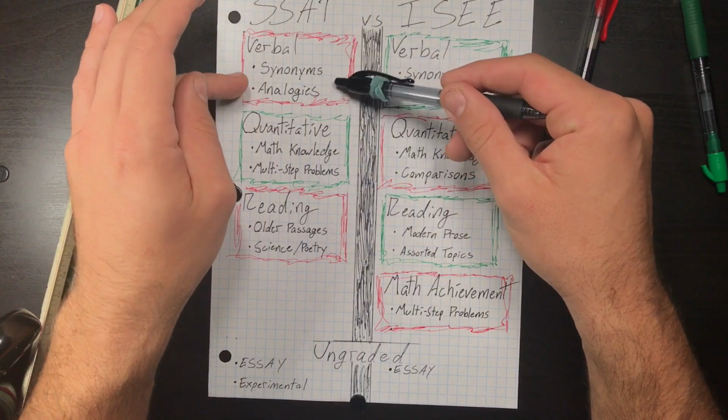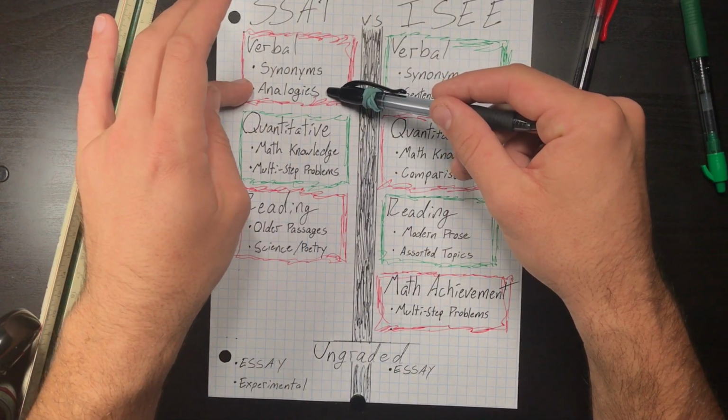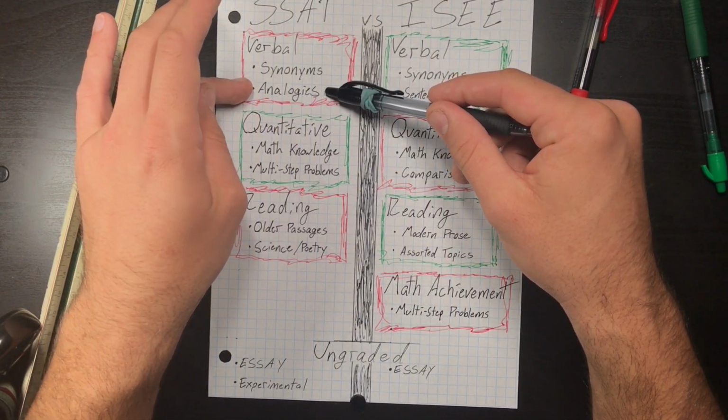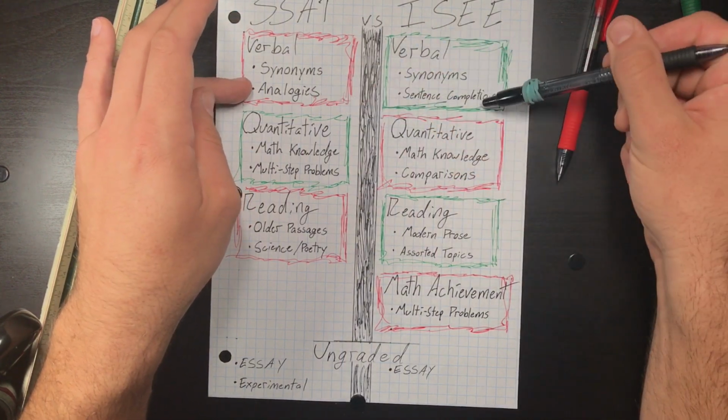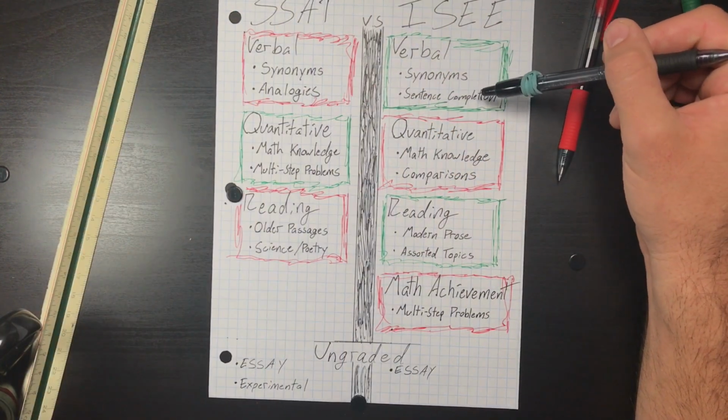Alternatively, in the SSAT, the vocabulary is a lot harder. You might come across archaic words and words that are a little bit above your grade level. With the ISEE, generally a lot of it is inside your grade level.